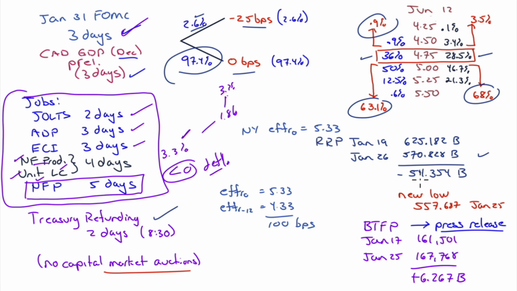Reverse repo dropped 54 billion, to 570 billion. There was a new low on the 25th of January of 557 billion. The bank term funding program increased 6.26 billion from 161 to 167. And if you are subscribed to the central bank for their press releases, you got your notice last week that the Fed is ending this program March 11th, period, end of story.